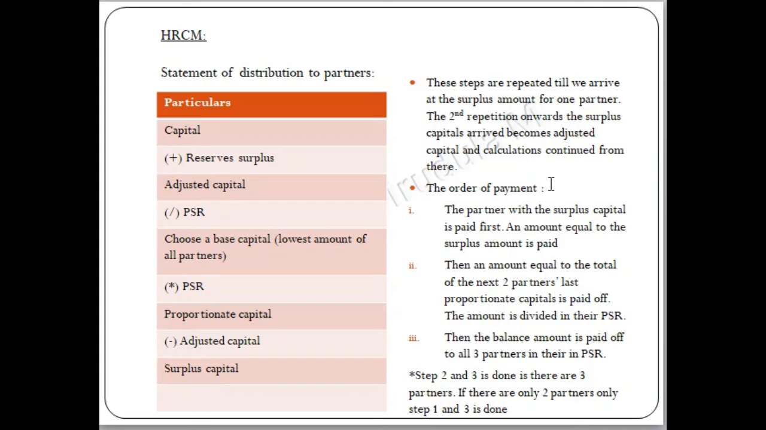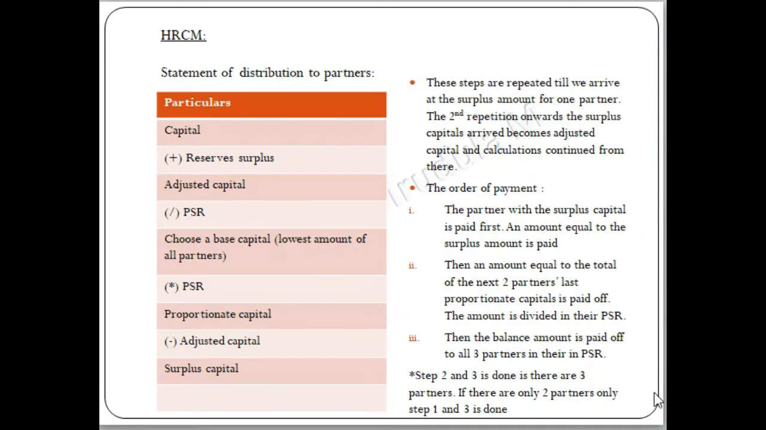How would the order of payment be? The partner with that surplus capital is paid first, an amount equal to the surplus capital amount is being paid. Then an amount equal to the total of the next two partners' last proportionate capital is paid off. The amount is divided in their PSR. That is, the last repetition proportionate capital amounts are being totaled. That amount is being paid off to those two partners in their PSR. Then the balance amount is paid off to all three partners in the PSR.